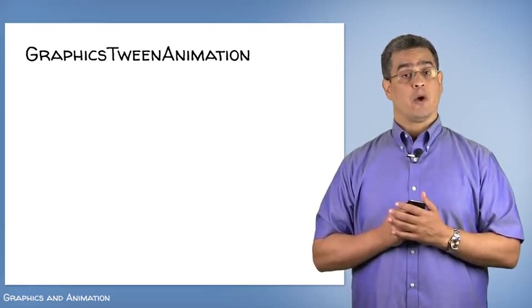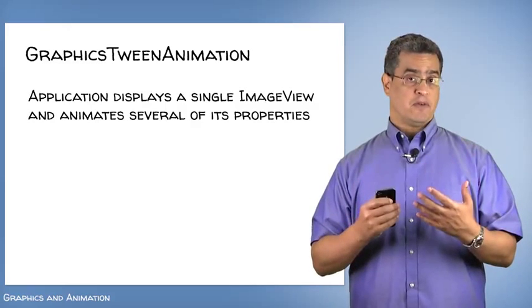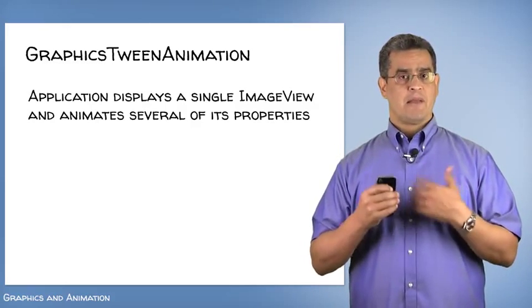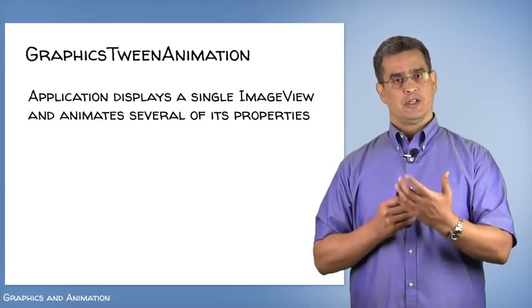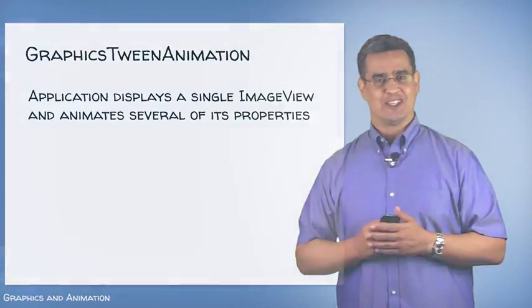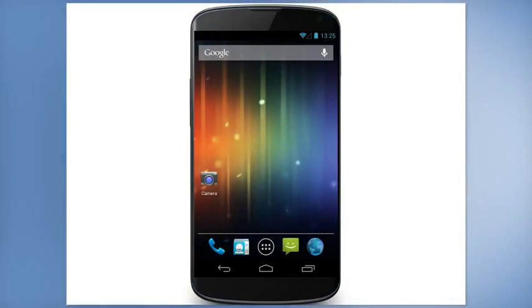When this application runs, it displays the bubble view and then proceeds to animate a number of changes to that bubble. Let's see it in action. When I start up the Graphics Tween Animation application, you'll see the bubble, and then you'll see a series of transformations applied to that bubble. You'll see it fade in, rotate, move, change its size, and finally fade out.